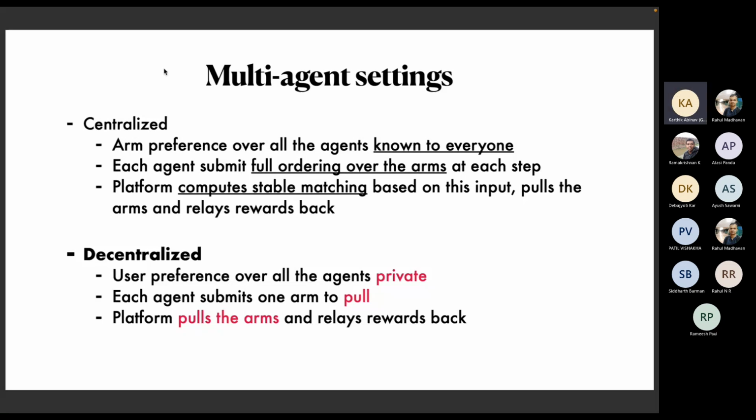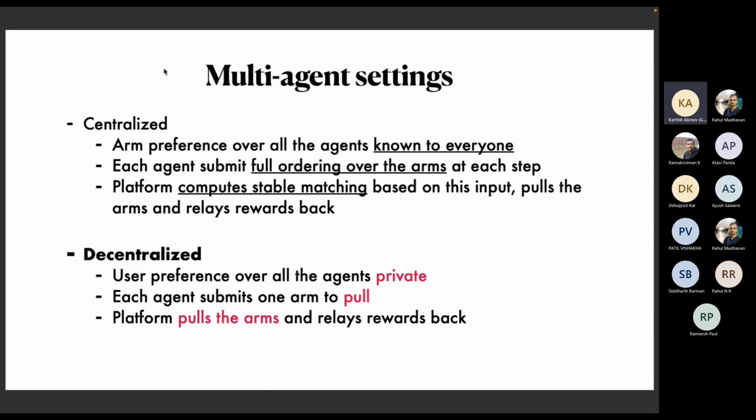And then I think the decentralized version is probably the more practical one, in, let's say, a recommender system, where the arm preference over the agents is all private. You can learn it along the way, but before the start, it's all private. Each agent only submits one arm tuple, so they don't give any ordering over the arms. The platform's job is just to take all these agents, pull the arm, and relay the reward back.